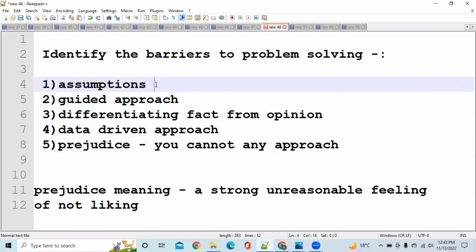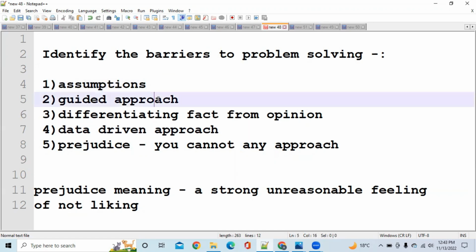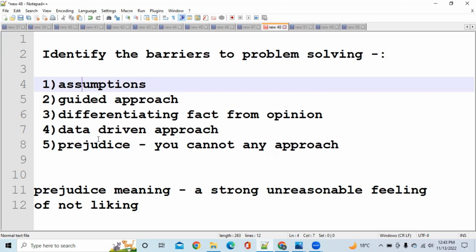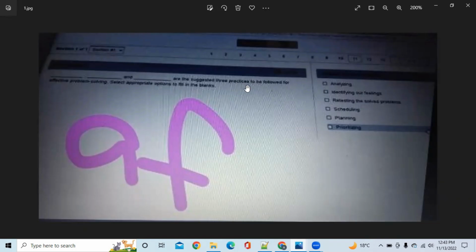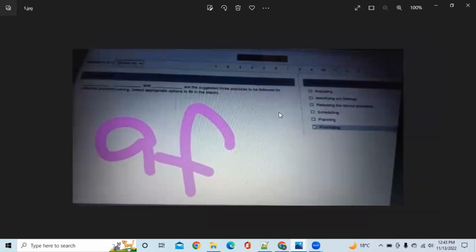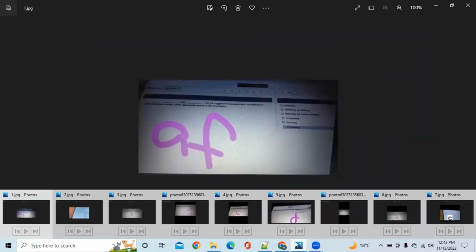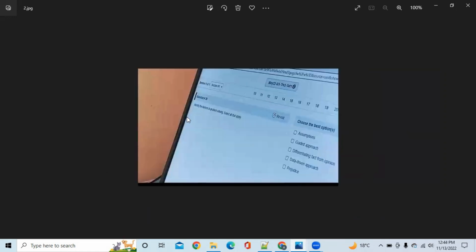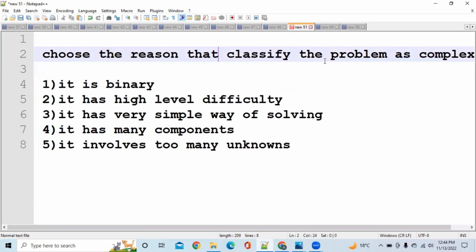Now the next option is assumption. So we should always try to make a decision based on data, like data driven approach is a good thing. So here 2 options seem to be barriers to problem solving, that is assumptions and prejudice. I have also taken a screenshot of the questions that were asked, but these screenshots do not have a clear picture. Dash, dash, and dash are suggested 3 practices to be followed for problem solving. Now if you look at the next question that I have discussed, identify the barriers to problem solving. Now let's discuss the next question.